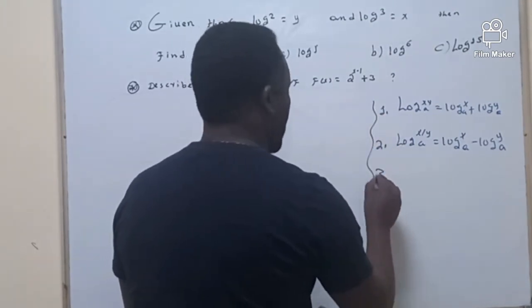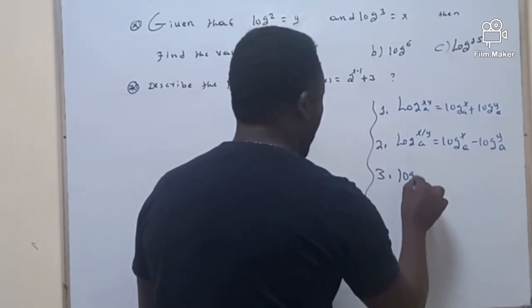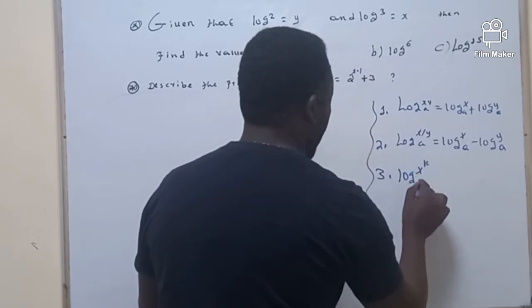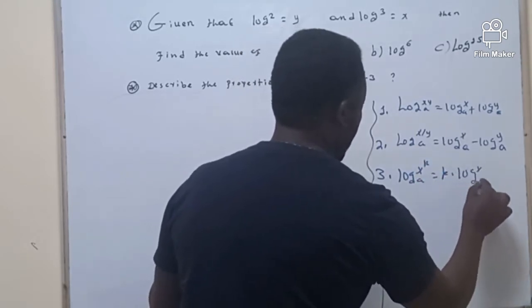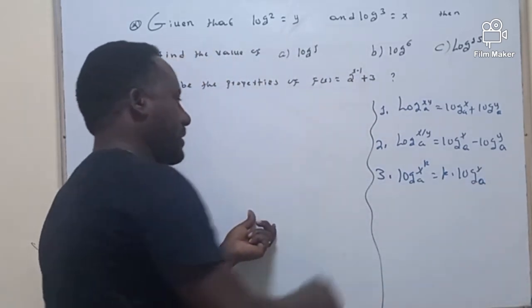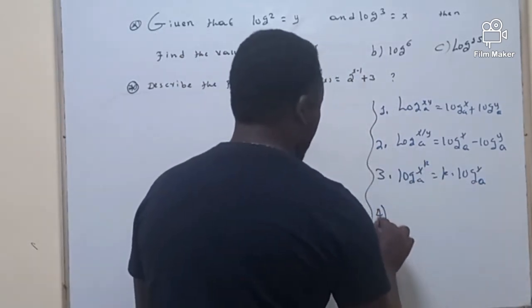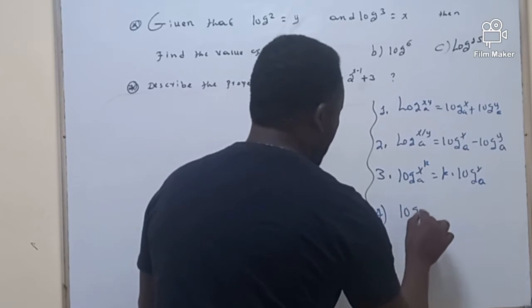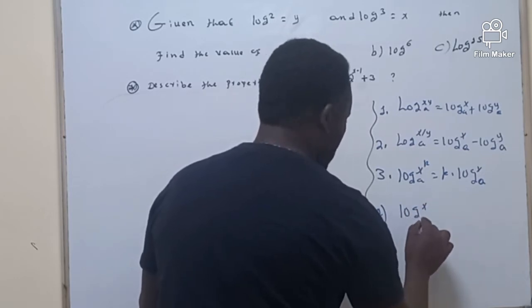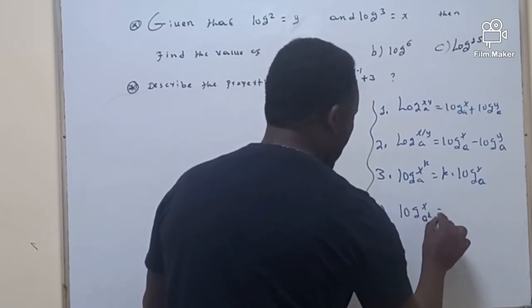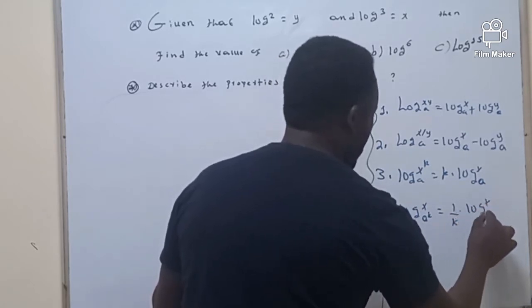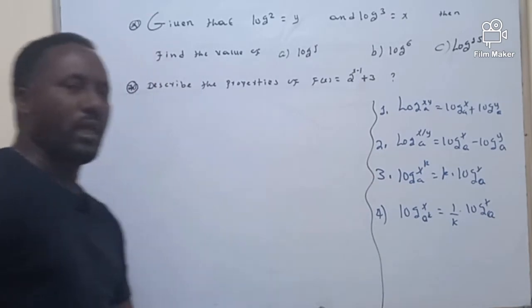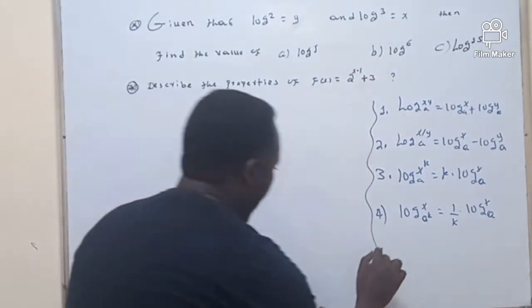The third law of logarithm is that the logarithm of x raised to k to the base a is k times the logarithm of x to the base a. This is another law of logarithm. And the other one, the logarithm of x to the base a raised to k is 1 over k times the logarithm of x to the base a. This is another law of logarithm.